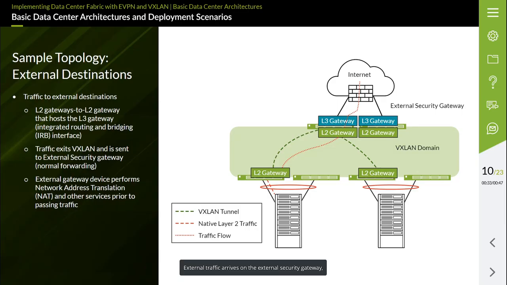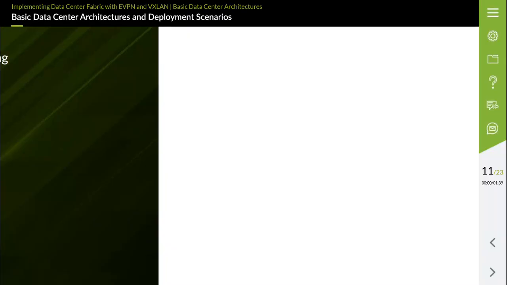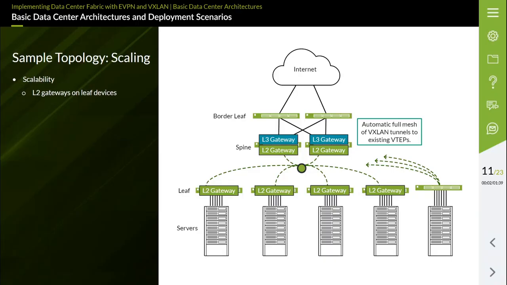External traffic arrives on the external security gateway, is processed, and then is forwarded to the VXLAN Layer 3 gateway. The VXLAN Layer 3 gateway forwards the traffic to the VXLAN VNI that corresponds to the destination host. Layer 2 gateway functions are performed on each leaf device. The VXLAN environment requires EVPN signaling to all fabric devices.